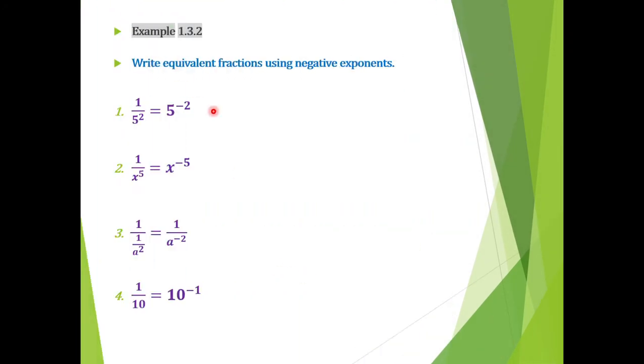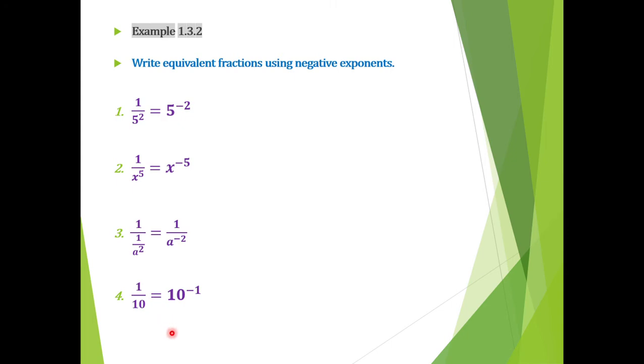Next, write the fraction using the negative exponent. Baliktarin lang natin ito. 1 over 5 squared, magiging 5 raised to negative 2. 1 over x to the 5 is equal to x raised to negative 5. And then 1 over a squared is equal to a raised to negative 2. And then 1 over 10 is equal to 10 raised to negative 1. Di ba? May 1 kasi yan.